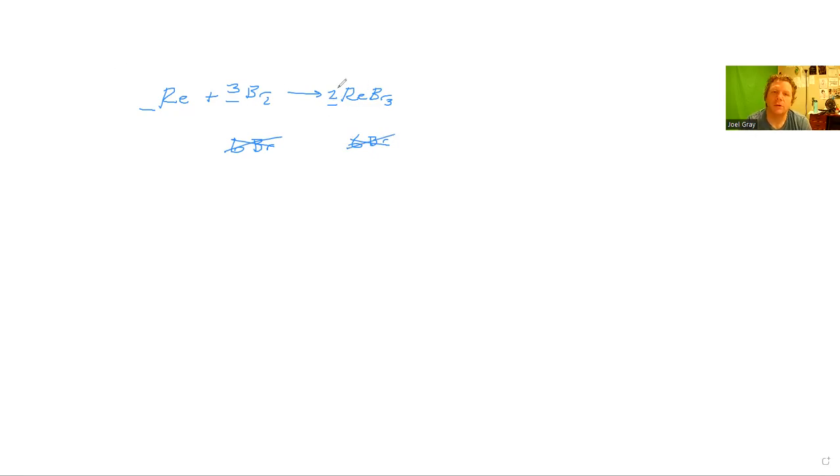Now, whenever we put that 2 coefficient in front of the ReBr3, that's obviously going to throw off the number of rhenium on the reactant side, but the convenient thing is that we've got rhenium as a single atom on the reactant side, so we can put a 2 in front of that, and now we've got a balanced number of rheniums. So we have a balanced chemical reaction now, where we've got 2 rheniums on each side. We've got 6 bromines on the reactant side and 6 bromines on the product side. That's going to wrap up how to balance a simple chemical reaction.